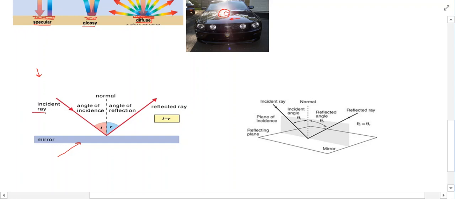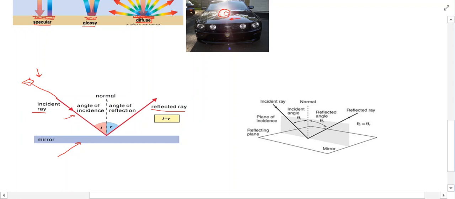We have the incident ray, which is the ray of light that's coming in. Imagine your light source is here, and it's sending down a ray of light. You'll notice that these are straight lines. Light travels in straight lines. When it's coming in, it's known as the incident ray. It comes into contact with the mirror or the reflecting object, and it bounces off. When it bounces off, it changes direction, and this is what's known as the reflected ray. It's the same ray, but when it bounces off, we call it the reflected ray.